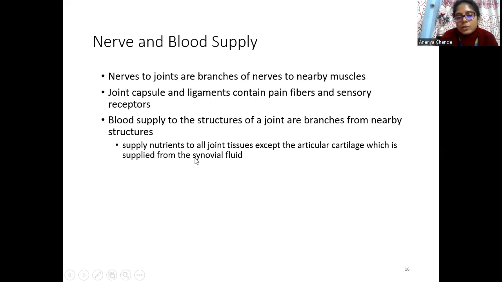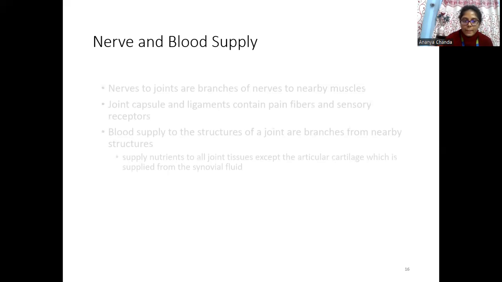So this blood actually supplies what? The nutrients to all the joints except the articular cartilage, which is supplied from the synovial fluid. So this blood supply provides the nutrition to all the joint tissue, but the nutrition of the articular cartilage is supplied by the synovial fluid.